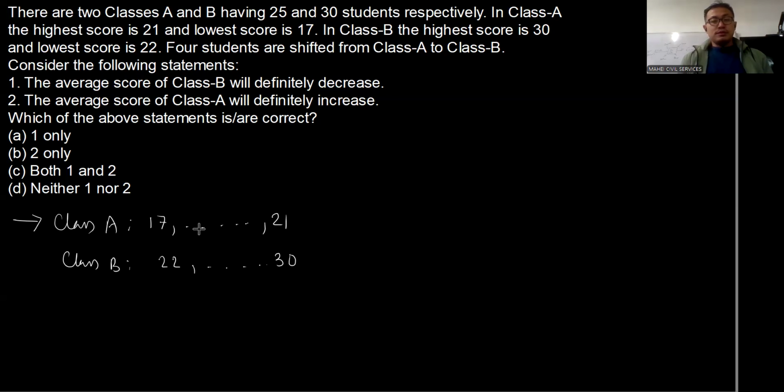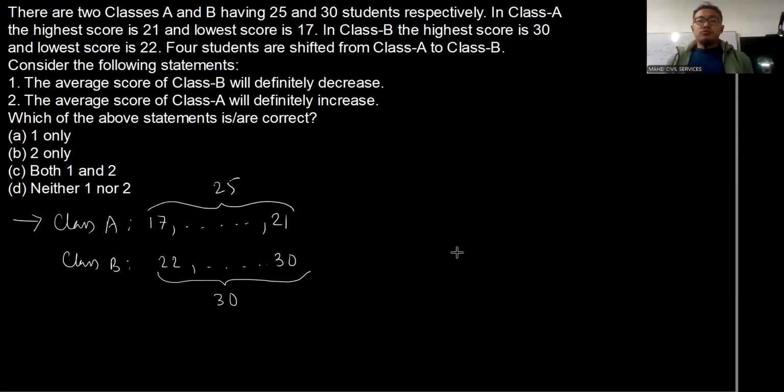17 to 21 to 25, there are 25 students, and here we have 30 students. So there are two classes, A and B, having 25 students and 30 students respectively. In class A, the highest score is 21 and the lowest is 17. In class B, the highest score is 30 and the lowest is 22. 4 students are shifted from class A to class B.